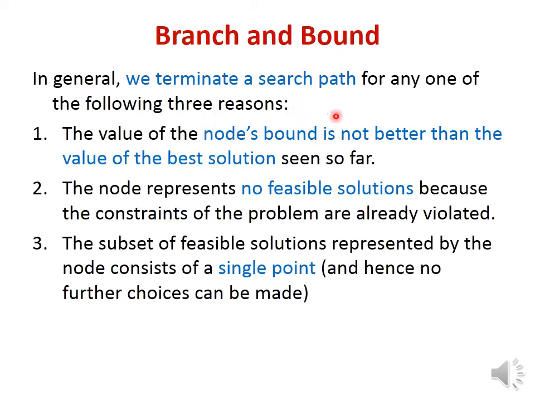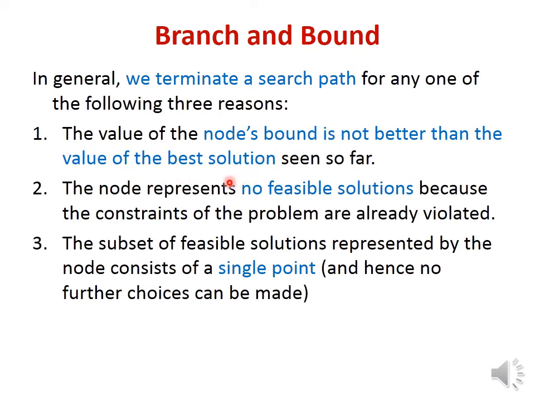this bound will tell us what is the maximum benefit or minimum loss that we can get from a particular node if we go in that particular way. Suppose it is not better than the value of the best solution so far, then we can stop there, because there is no point in continuing; it won't give you any better solution than the solution that we have seen so far.